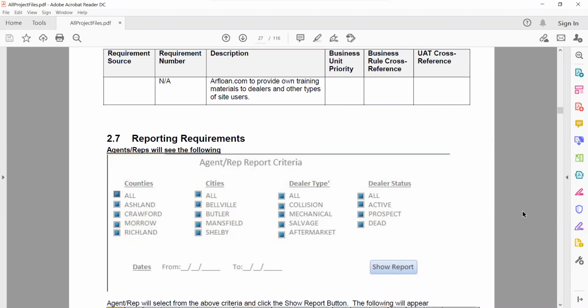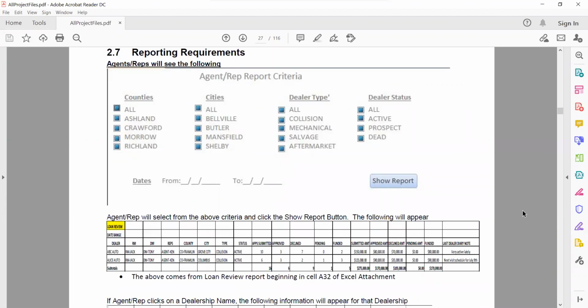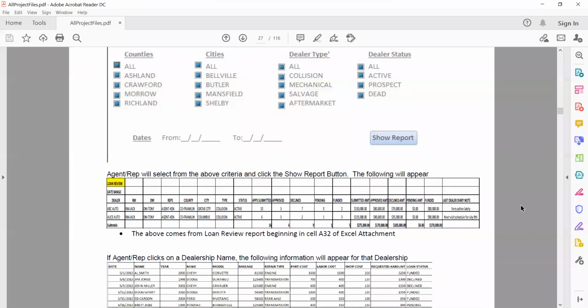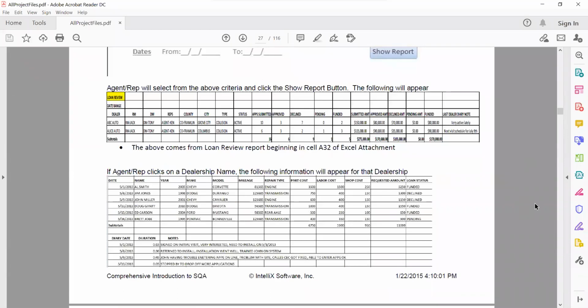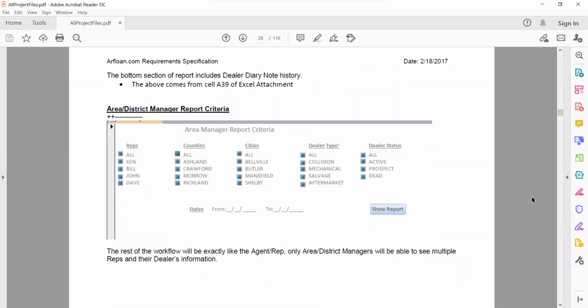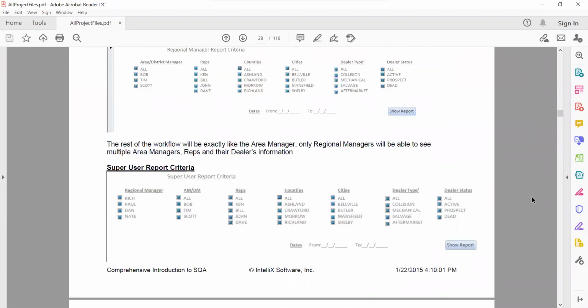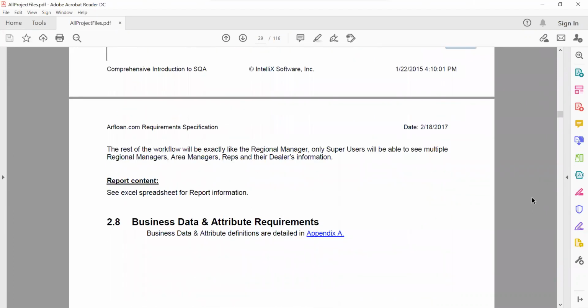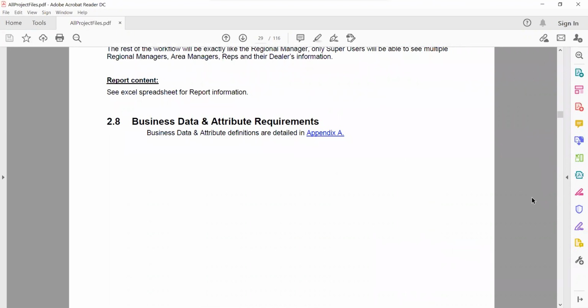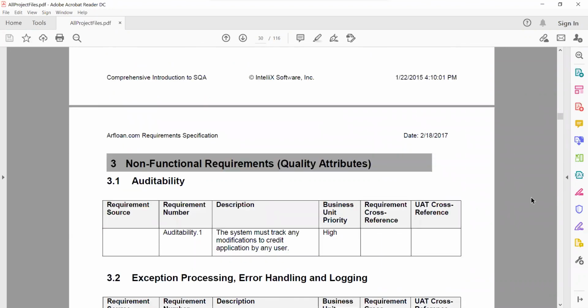The next section, 2.7, talks about how I'm going to have multiple user types who can run the report. It's going to look a little bit different for each one of them, depending on who they are, and it just provides the detail of what it should look like for each one of them. And then section 2.8 talks about Appendix A.